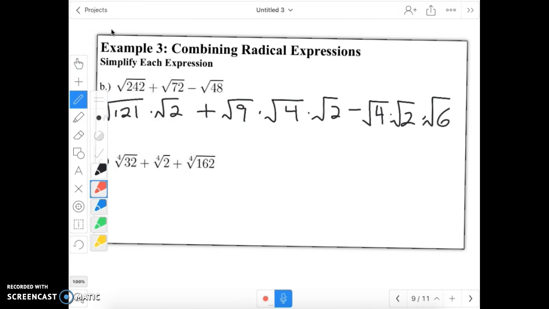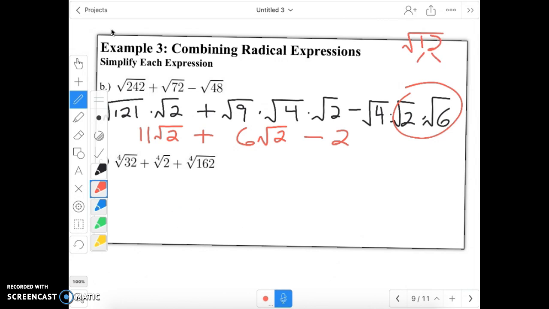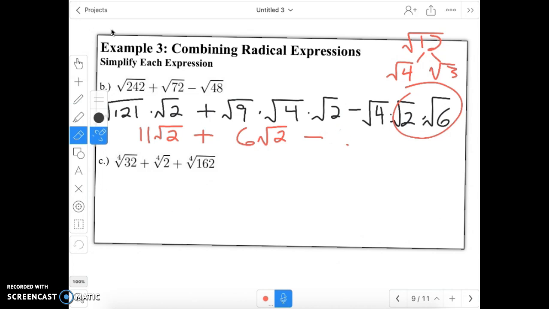So we'll see even further if when I multiply or break some things down, if I can simplify them even more. So this first piece will be square root of 121 is 11, so 11 root 2. Square root of 9 is 3, so 3 times square root of 4 is 2. 3 times 2 is 6 root 2, minus square root of 4 is 2. And then right here I have 2 times 6 would give me square root 12. I could re-break that down into square root 4 and square root 3. So that would be 2 times 2 is 4. So 4 root 3.